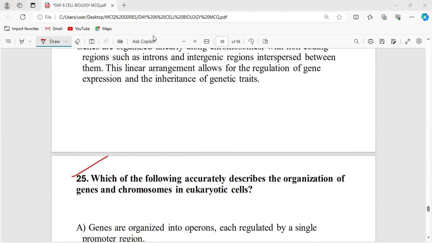For tomorrow, what is the topic? Cell division. Cell division is the topic you have to read for tomorrow and tomorrow's test. Everybody clear? Do you have any doubts? You can wait or else you can leave the class. And for tomorrow, you have to read the cell cycle and cell division. Okay, fine. Thank you.